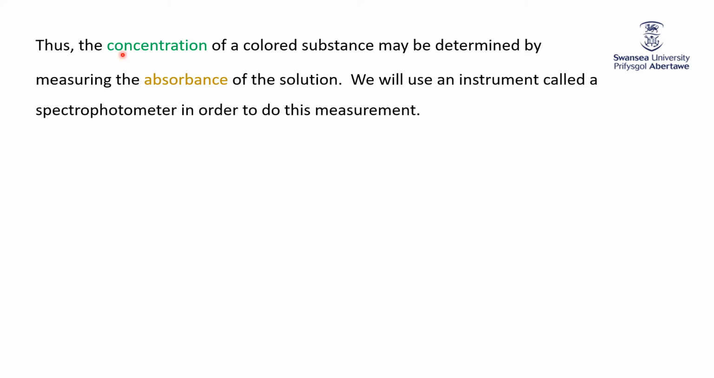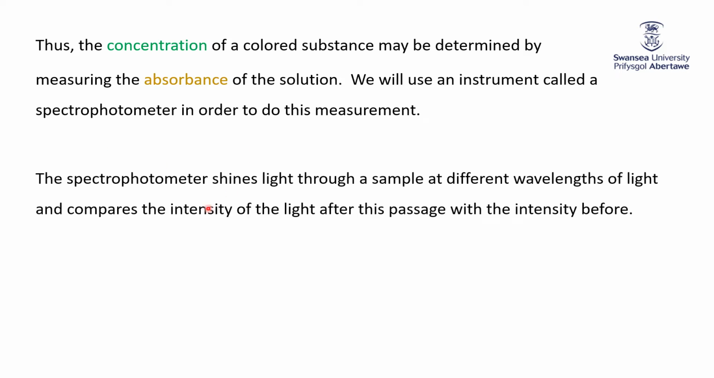So we can determine the concentration of a coloured substance if we can measure the absorbance of that solution and we know the value of epsilon L. To do that, we use an instrument called a spectrophotometer. A spectrophotometer shines light of different wavelengths through a sample and compares the intensity of the light after it's gone through the sample with the intensity before.